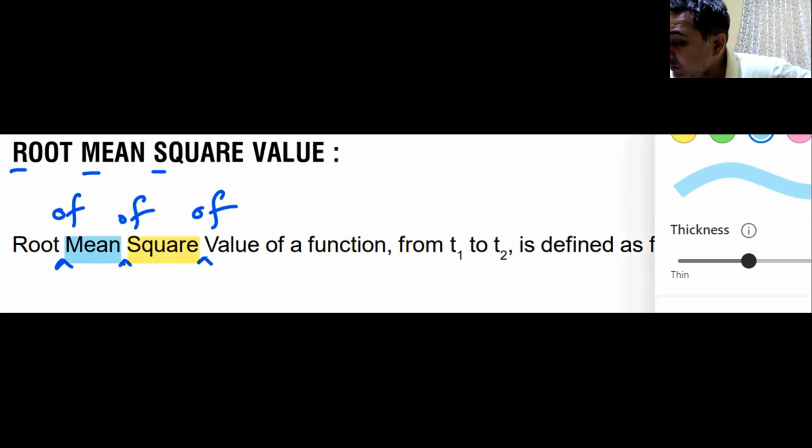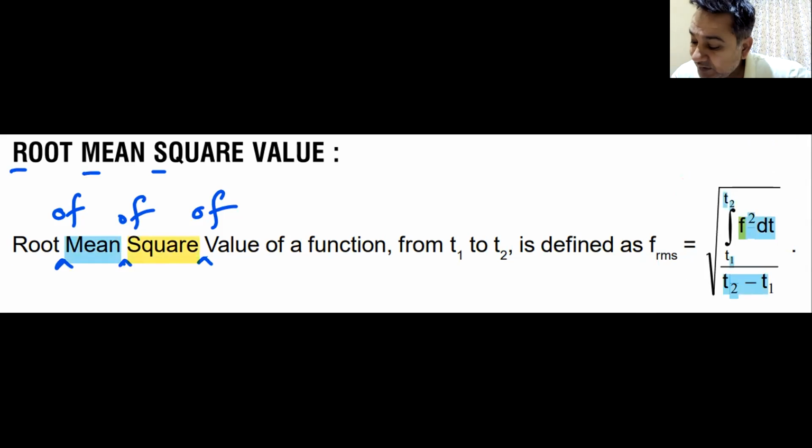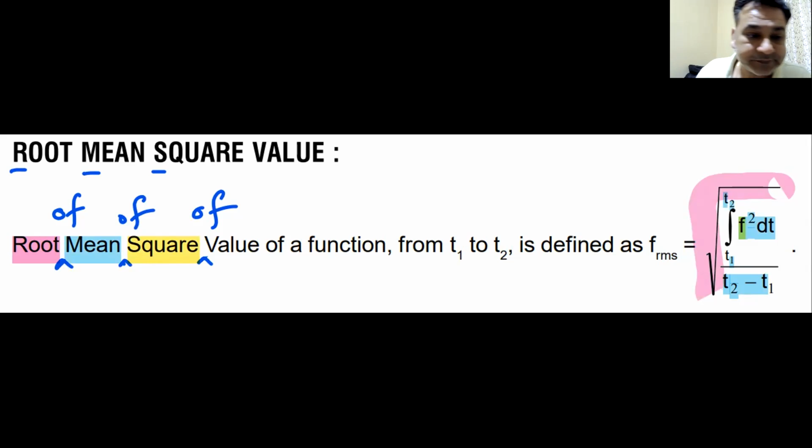Then what is the last thing I do? That is my pink. I find the square root of this. Do you see the square root here? Yes, sir. So that is what I mean by root mean square value. First I square, then I take the mean, then I take the root. Is the formula looking good now? Shall I make the formula big, or you can write it on your own?